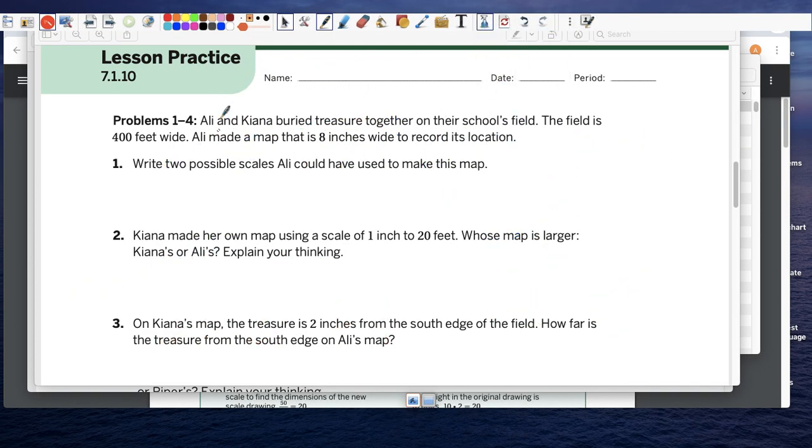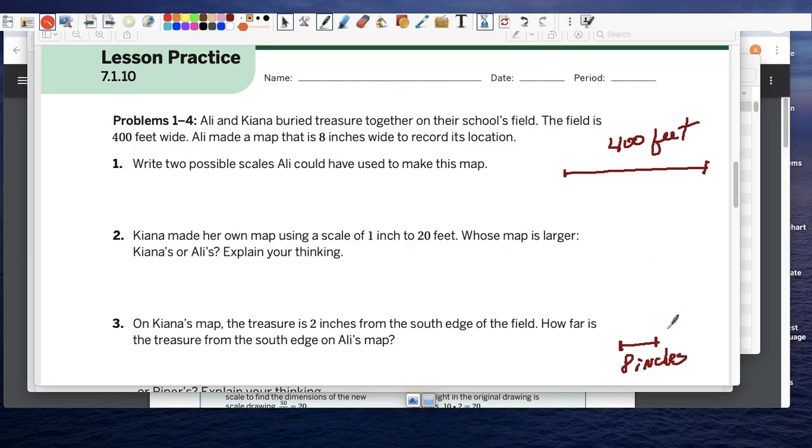So here it says Ali and Kiana bury treasure together in their school's field. The field is 400 feet wide. So the actual field is 400 feet wide. Ali made a map, so she took that field in real life, and in her sketchbook she made a drawing of that in 8 inches. So she represented the 400 feet with 8 inches.